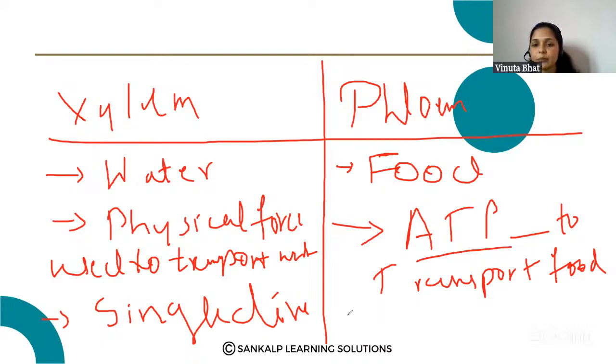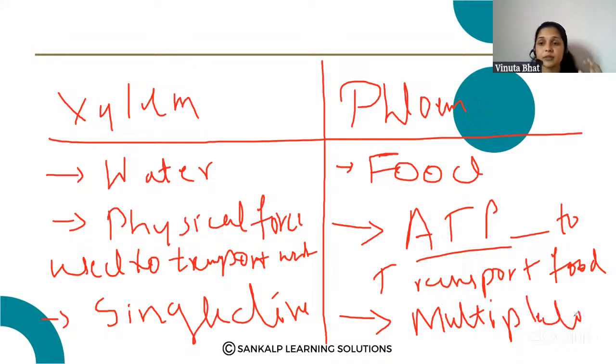Here phloem transports the food in multiple directions, because sometimes the food produced in the leaves will be transported to the different parts of the plants, for example roots, shoots, or some other parts or leaves. So that is the multiple direction. Okay, so like this you should compare the functions of the xylem with the phloem.